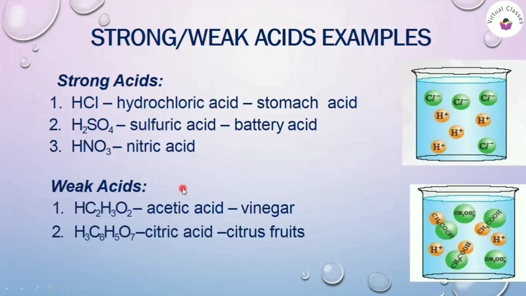Examples of weak acids are acetic acid, which is generally found in vinegar, and citric acid, which is generally found in citrus fruits like lemons and oranges. Now here again you can see these are the ions of acetic acid that have not separated completely. A few of the ions have separated like these, while most of them have still not separated. Hence it is a weak acid.